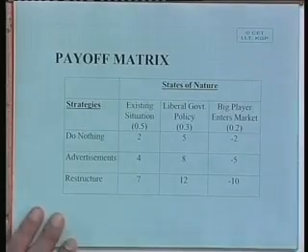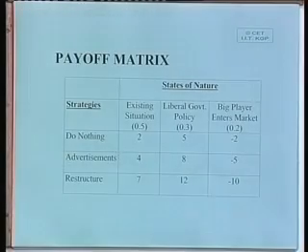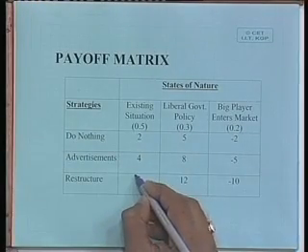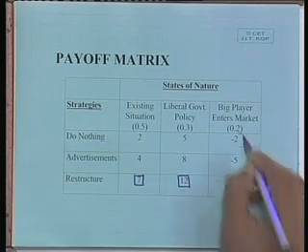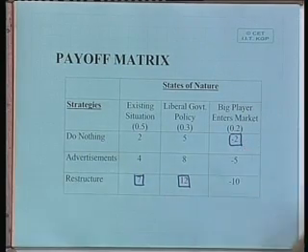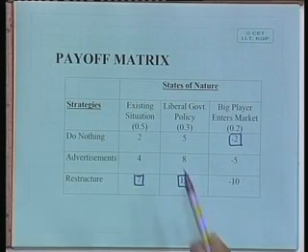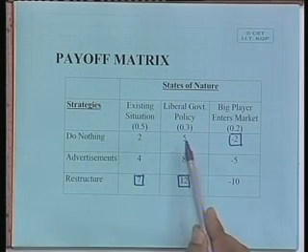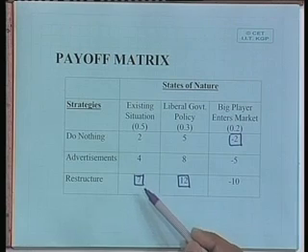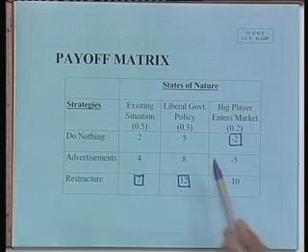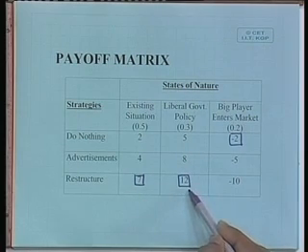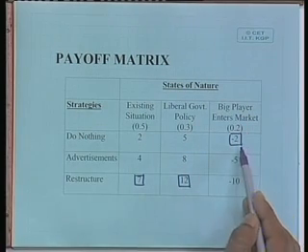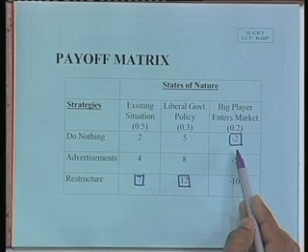Let us go back to the payoff matrix once again. See, the best possible payoffs are these. What are these? 7, 12 and minus 2. If you know beforehand that the existing situation is going to come, then you should restructure. If you know a liberal government policy is going to come, then you should go for restructure with a 12 payoff. But if big players enter the market, you should do nothing and get a minus 2 payoff, right.